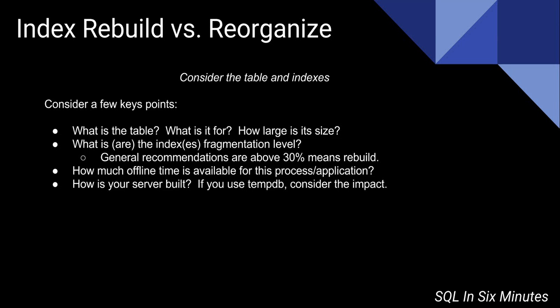A good example of why I think that is, think about a very high OLTP table that data are constantly coming in and out of, okay? And we're talking about, let's say, 1,000,000 records a second coming in and 1,000,000 records a second coming out. What would be your index rebuild strategy for such a table?